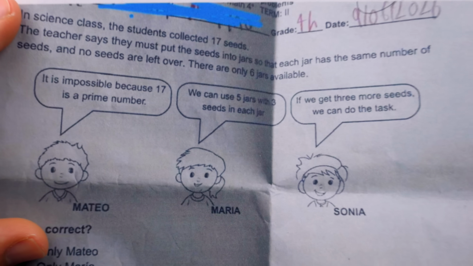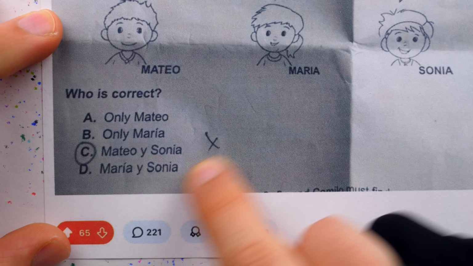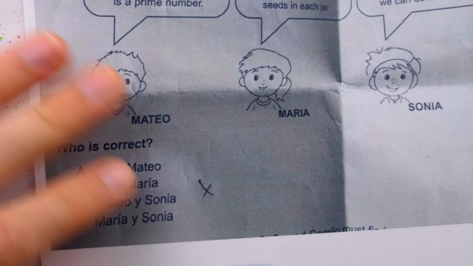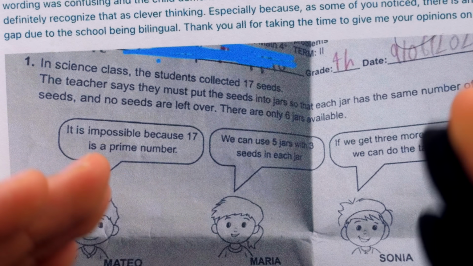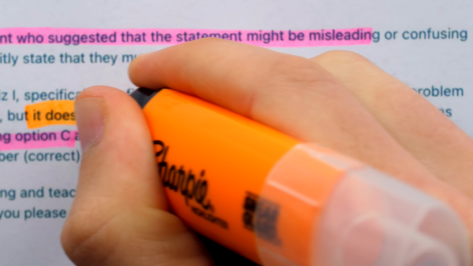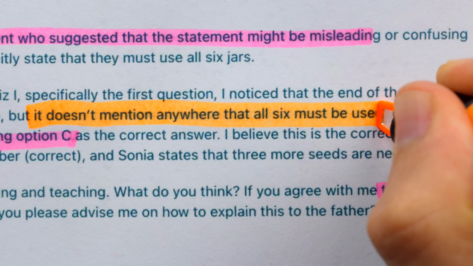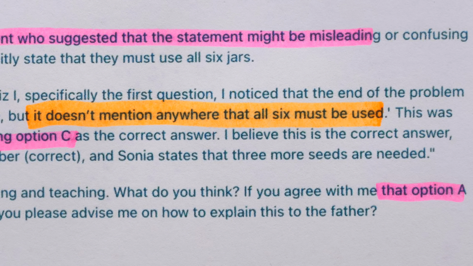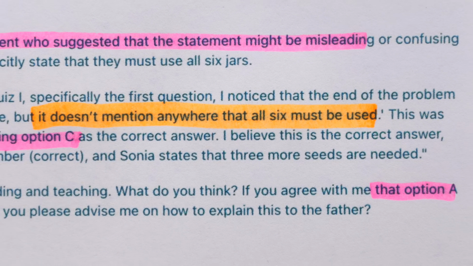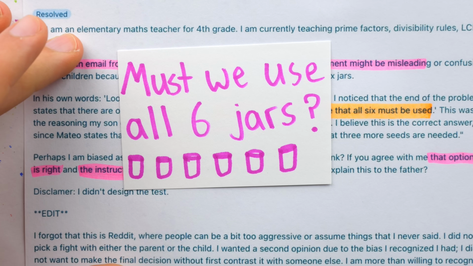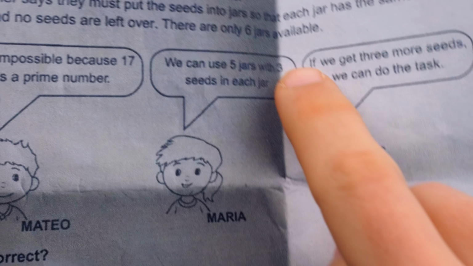And good thing, since, like we just said, every single student's statement is incorrect, which means there is not a correct answer to this question. But not only that, the problem isn't even clear. The big point of debate from the student, his father, and the Ask Math community concerns the 6 jars. Must all 6 jars be used, or could we use fewer than 6 jars, like Maria had suggested in her statement?